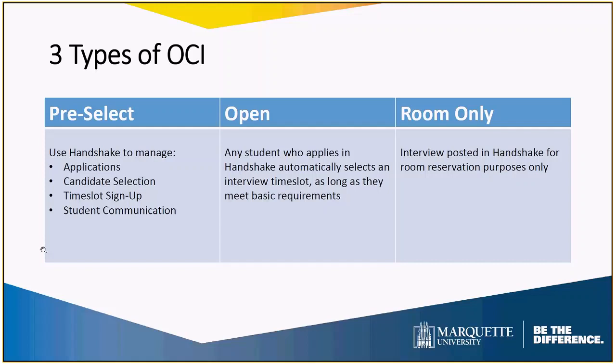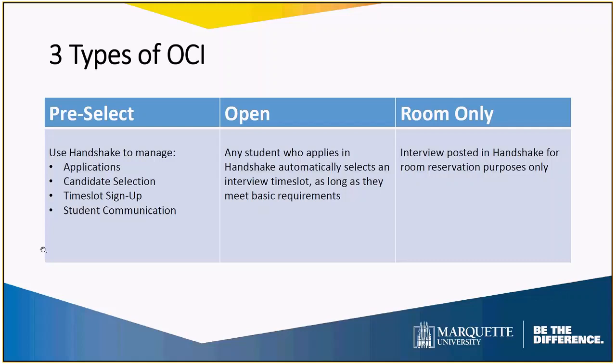Now, the first thing you need to decide: there are 3 formats for on-campus interviews. When you request an interview through Handshake, the first thing is that you pick one of these formats. The first is what's called a pre-select schedule, and this is generally the preferred format. What it means is that you're using Handshake to manage your applications and select your candidates. Those candidates then use Handshake to select their interview time slots, and then Handshake is going to be sending out automated communication throughout that whole process, and it all happens directly right there in Handshake.